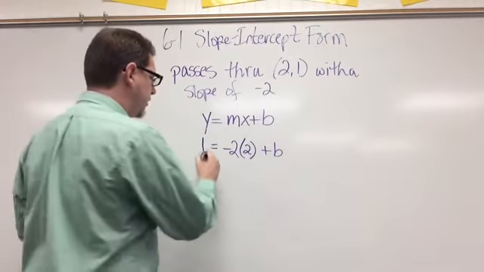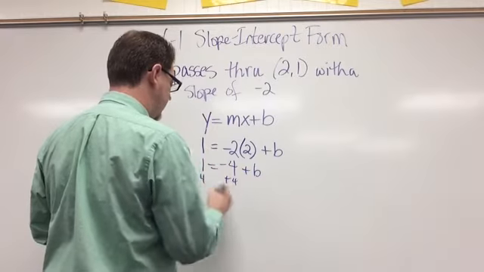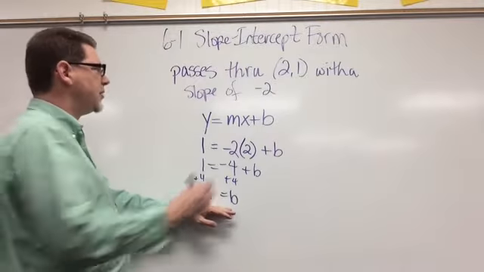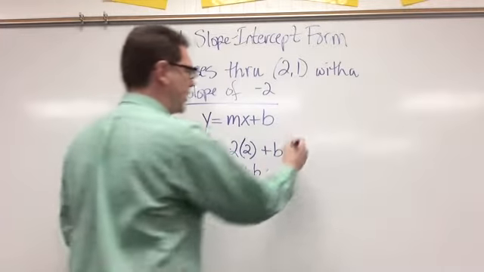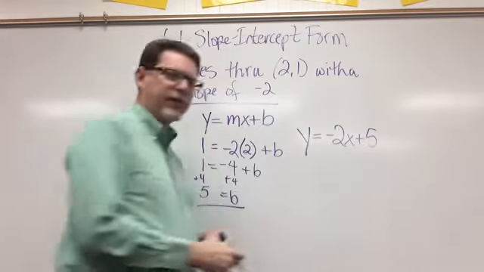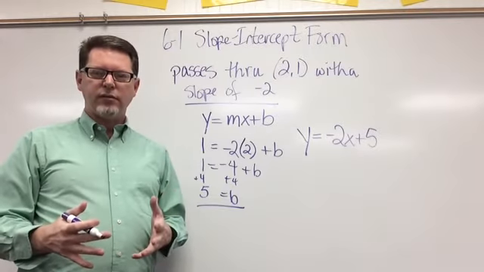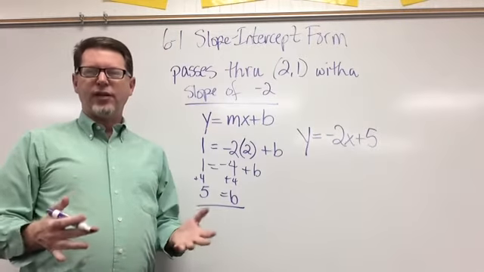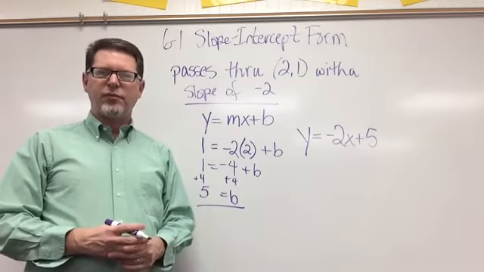Now let's solve for b. 1 equals negative 4 plus b. Add 4 to both sides. b equals 5. So now I know that my slope is negative 2 and my y-intercept is 5. So my equation must be y equals negative 2x plus 5. Again, I'm taking all of the information they give me, plugging it into the y equals mx plus b equation, and solving for the unknown. Then I can write my equation in slope-intercept form.